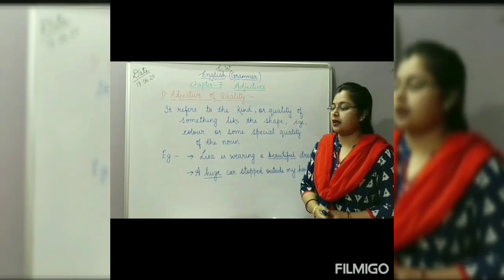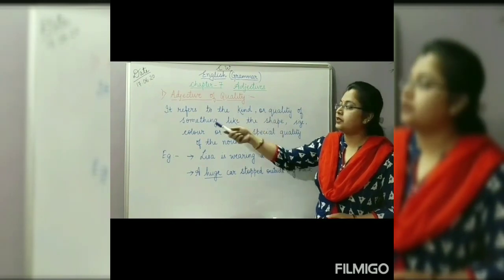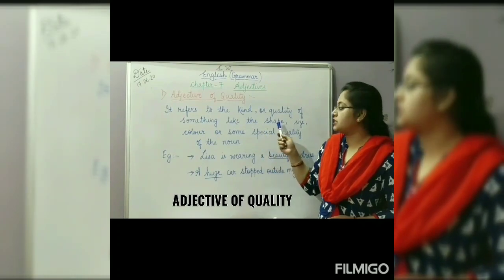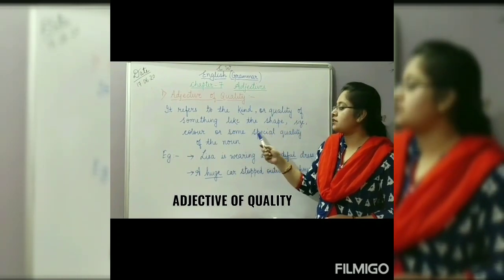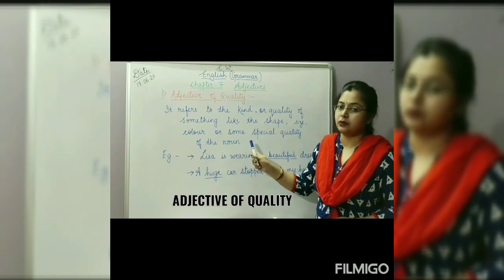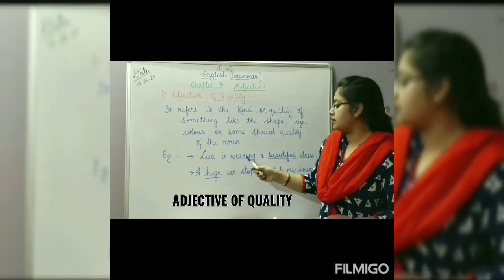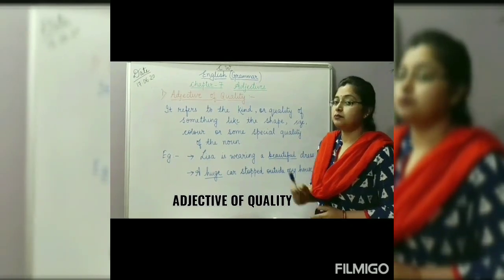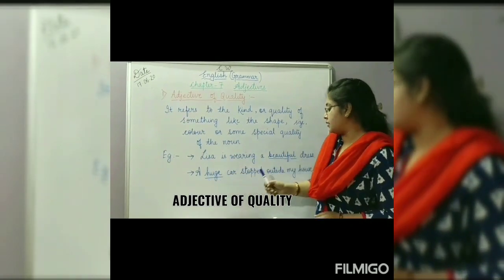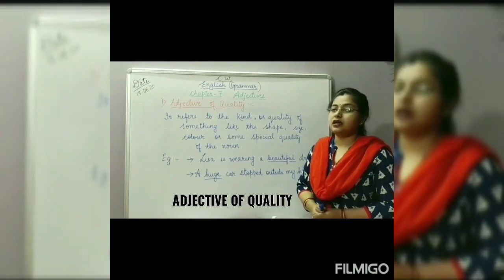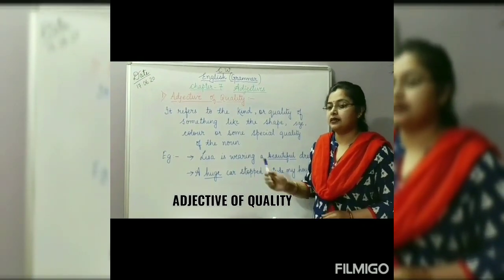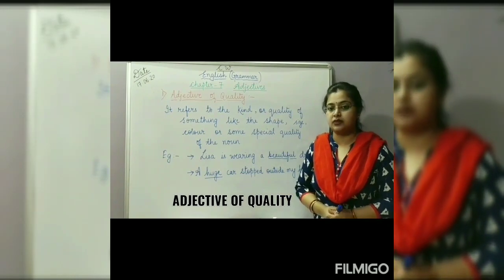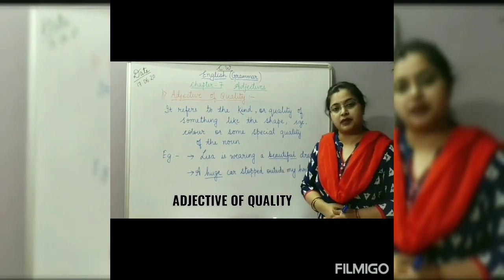So, let's see the first type, adjective of quality. It refers to the kind or quality of something like the shape, size, color, or some special quality of the noun. See examples. Lisa is wearing a beautiful dress. Now students, how is the dress? Beautiful. A huge car stopped outside my house. How is the car? Huge. Here, beautiful and huge describe the quality of the nouns dress and car respectively.